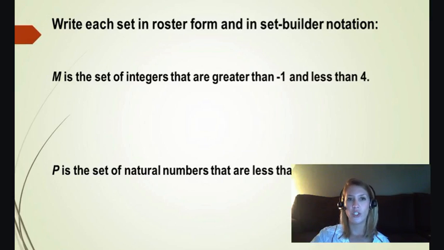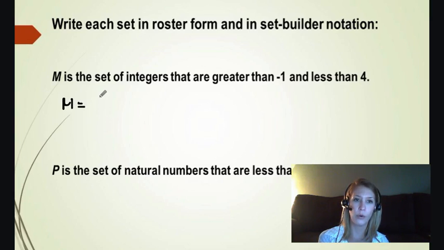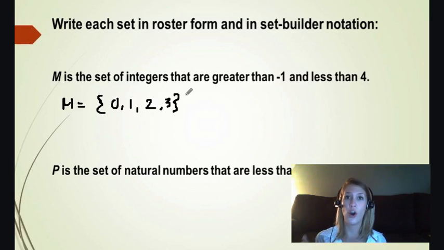We're asked to write each set in roster form and in set builder notation. In our first example, we have M, a set of integers that are greater than -1 and less than 4. So in roster form, we would write M is equal to, and we can't forget our brackets, 0, 1, 2, and 3. Since we're working with integers, integers are 0, positive numbers and negative values. But it's greater than -1 and less than 4, so all of these integers would apply.